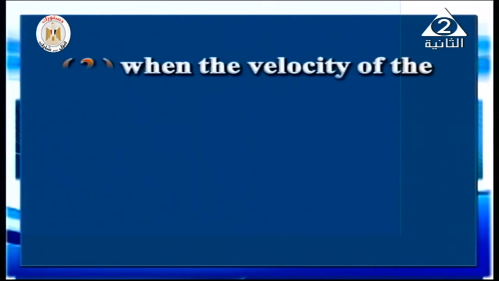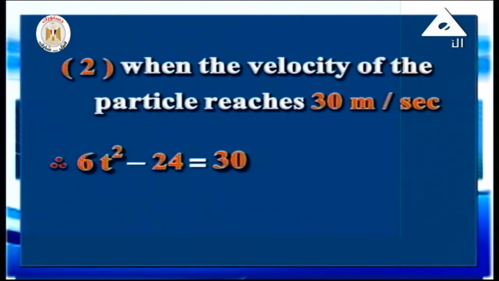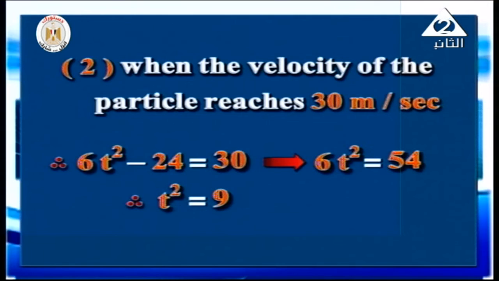When the velocity of the particle reaches 30 meters per second, by substitution, 6t squared minus 24 equals 30, then 6t squared equals 54. Dividing each term by 6, t squared equals 9, t equals 3. Then the time equals 3.